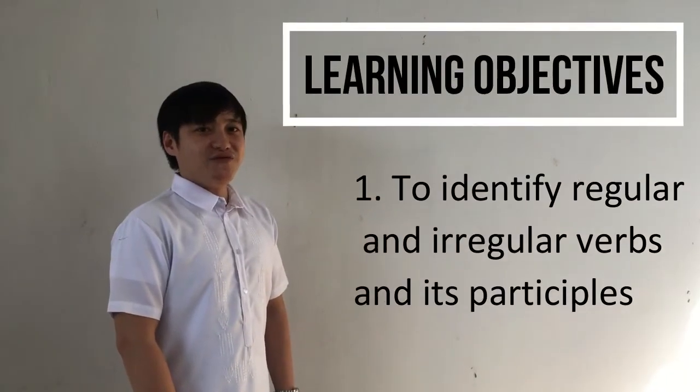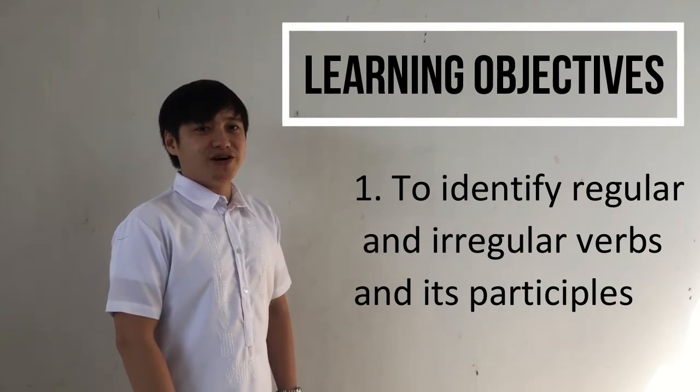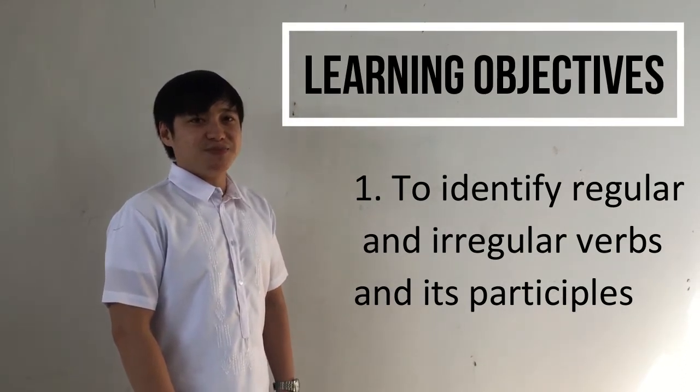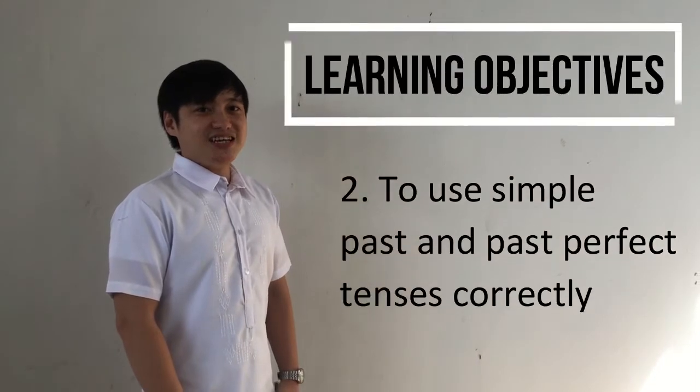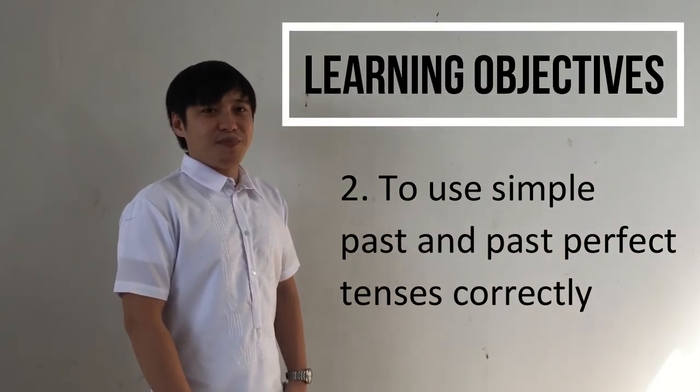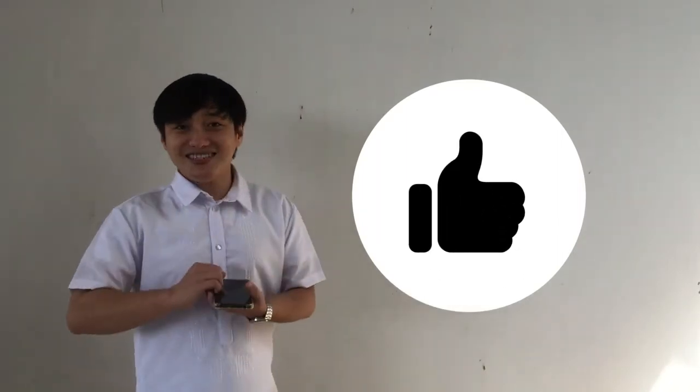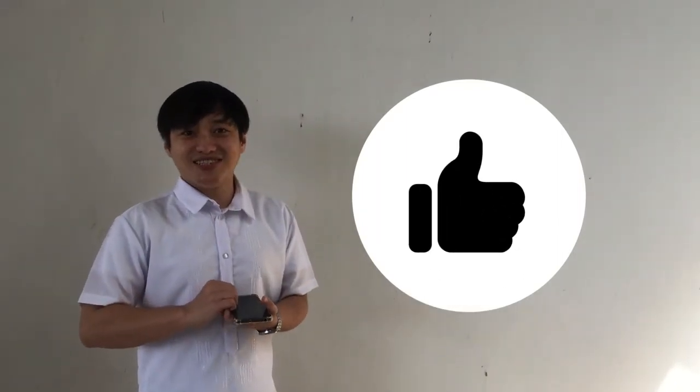Let's start! Before we begin with our lesson, let's take note of our learning targets. The first one is to identify examples of regular and irregular verbs and their past participle. Next is to use simple past and past perfect tenses correctly. Are you excited? Let's start!